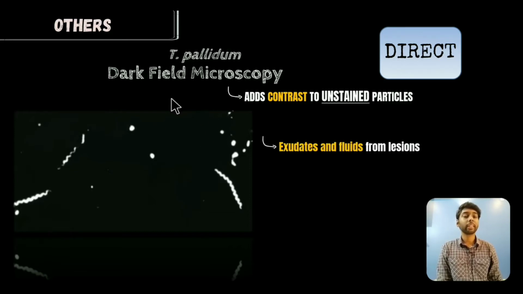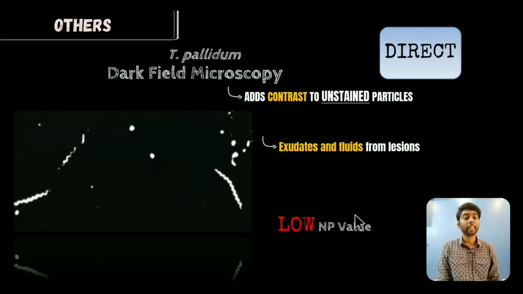Now, what are the advantages of this? Well, we can directly take the samples from exudates and lesions that Treponema pallidum causes. So we can take, let's say, fluids from syphilitic lesions and then prepare a slide and directly visualize Treponema pallidum in dark field microscopy. But there's a problem.